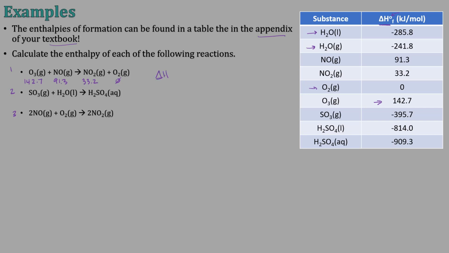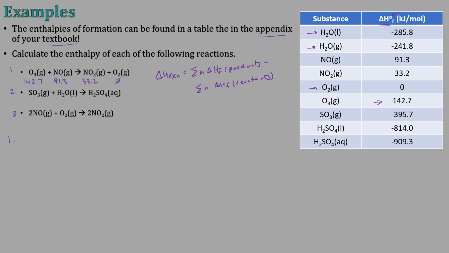The delta H of a reaction can be found by taking the sum times the moles times the delta H of formation of the products minus the sum times the moles times the delta H of formation of the reactants. Okay, so it's always products minus reactants. Final minus initial, because the products are final, the reactants are initial.